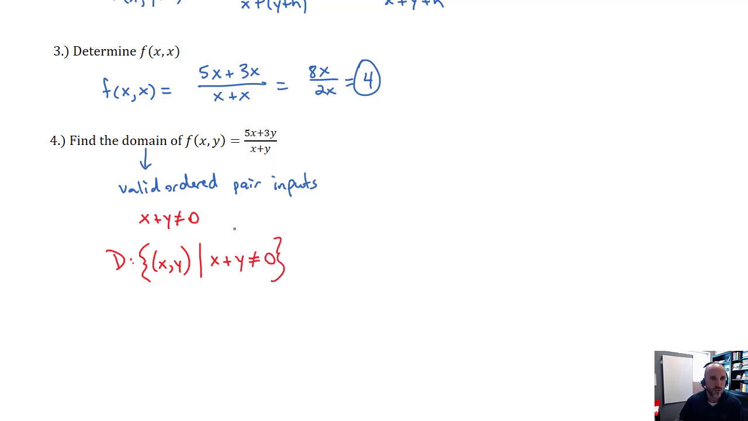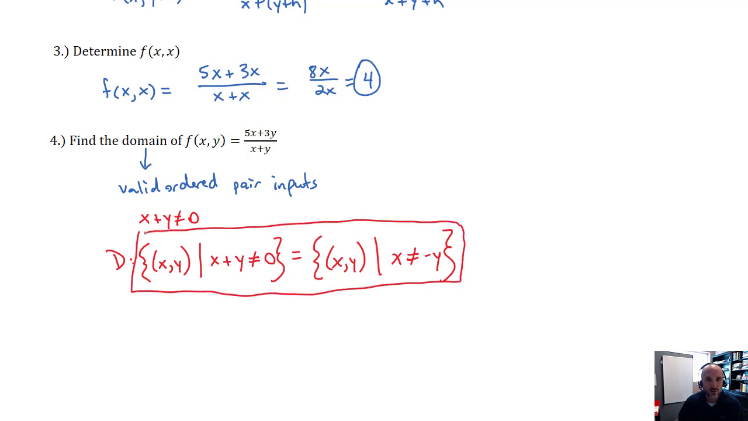Okay. Well, that's also equivalent to the set, we could say, x comma y such that x does not equal negative y. So this is the domain. Either one of these is an appropriate way to write the domain of this function, but let's understand what that means. If we look at a graph of where x equals negative y, let's restrict our domain to the xy plane. So our domain now consists of ordered pairs from R2, so we have to look at R2 for domain.